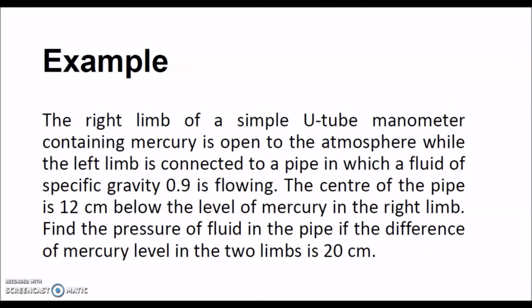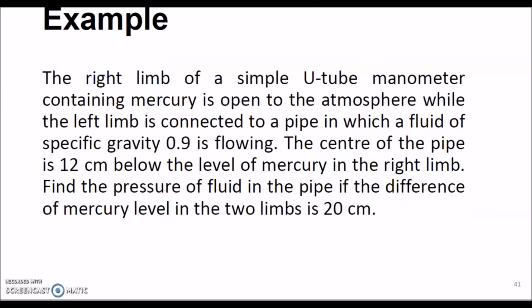Okay, let's go through the examples. So we have a simple U-tube manometer. Inside is mercury, and then a liquid with specific gravity 0.9. This one basically is an oil. At the center of the pipe we have 12 cm, so maybe H1, and another one is 20.